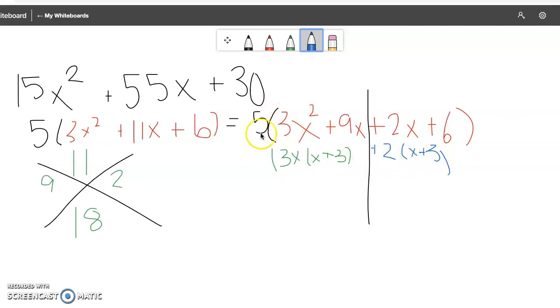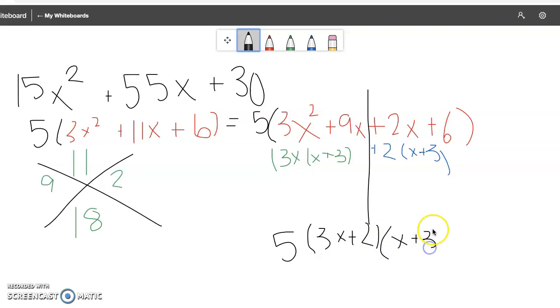And then for our final answer, we still have to incorporate our 5 that we took out from everything. So we have our 5. And then we have our first set of parentheses. It's what we factored out on the outside. So that will be 3x plus 2. And then one of our matching parentheses, which is x plus 3. And this whole expression is our final answer.